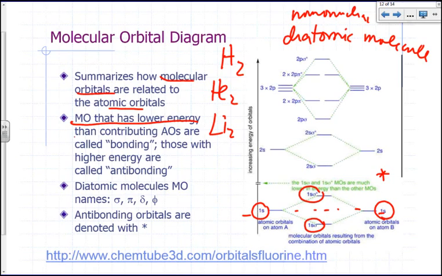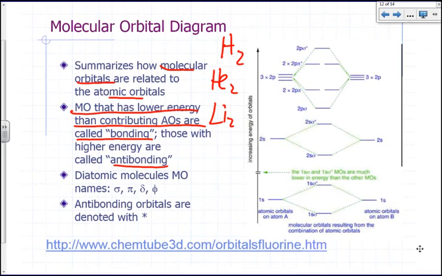A molecular orbital that has lower energy than the contributing atomic orbitals is called a bonding orbital. Those that are higher energy are called anti-bonding orbitals. For diatomic molecules, names of molecular orbitals are given by the Greek letters sigma, pi, delta, and phi. It's analogous to s, p, d, and f for atoms.